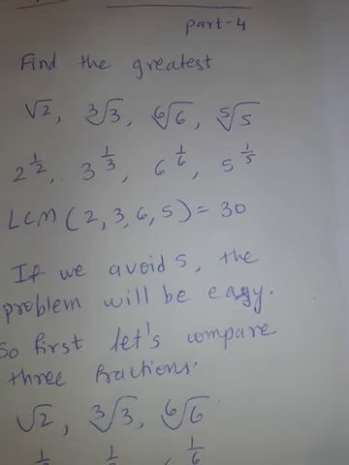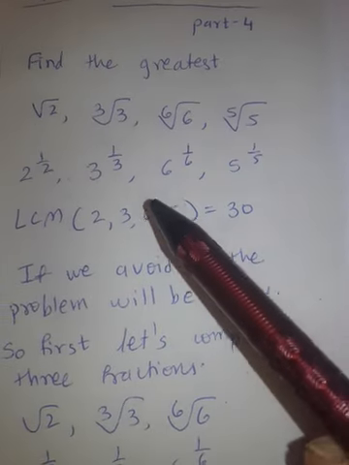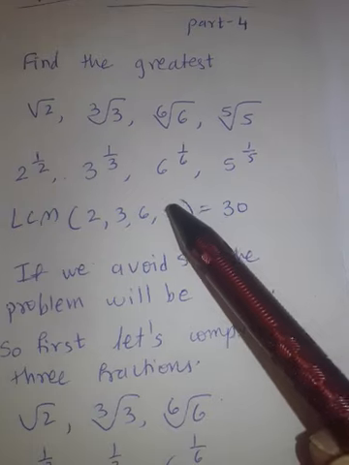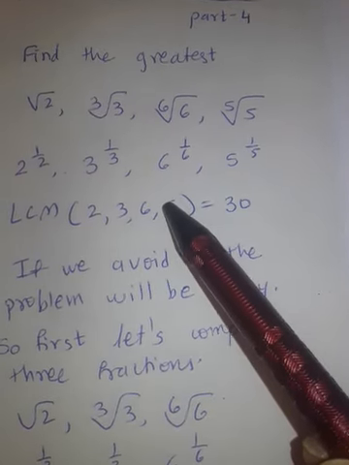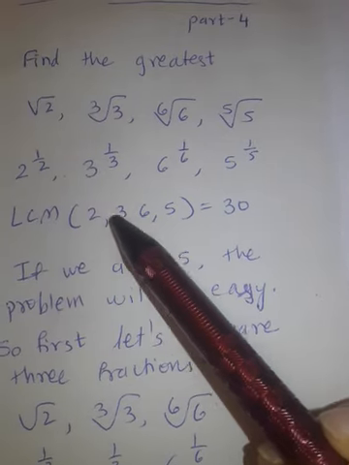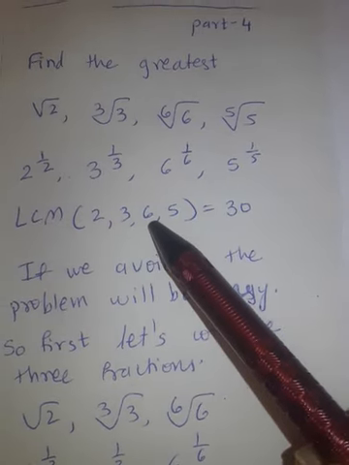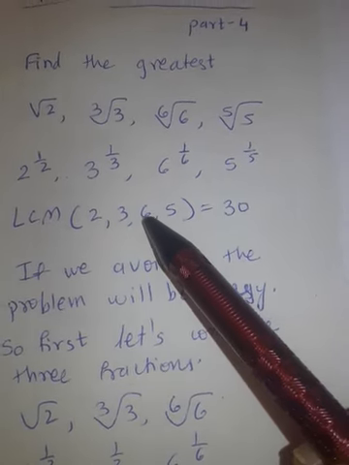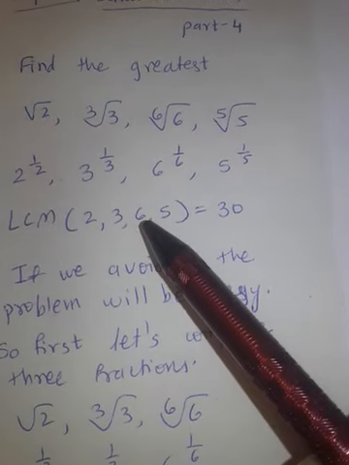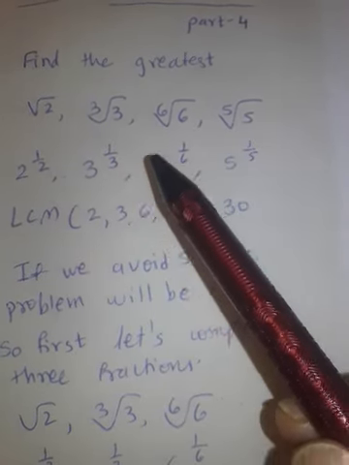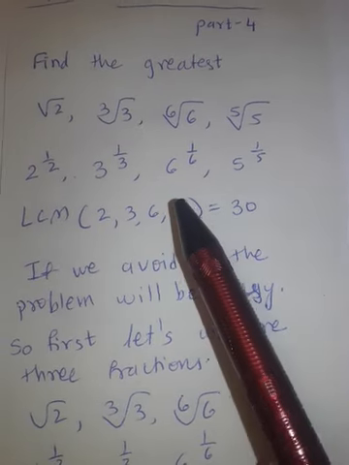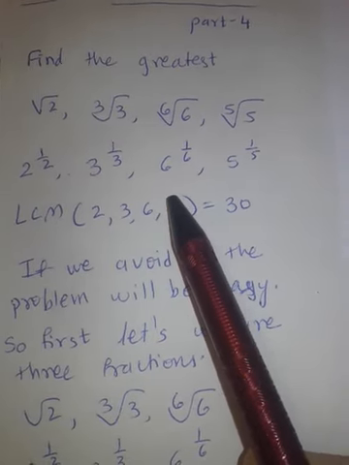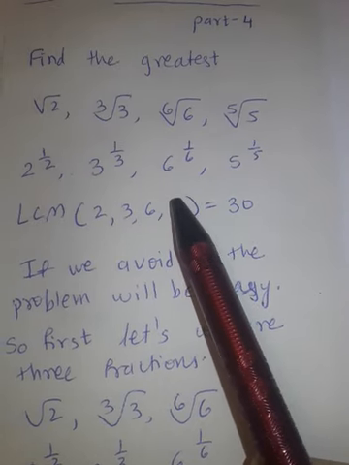So what trick am I going to use here? Look here. If I avoid this 5 for the time being, the LCM of 2, 3 and 6, I know it is 6. And it will be very easy for me to raise these numbers to the power of 6. So for the time being, I am going to avoid this 5. Let's keep it aside for now.